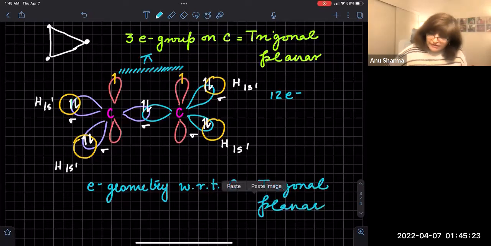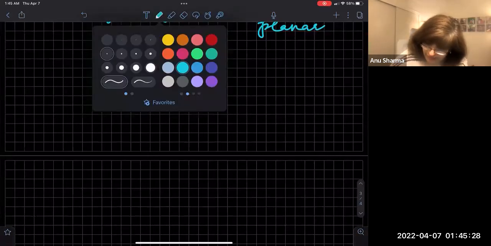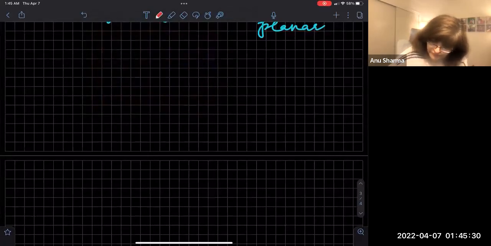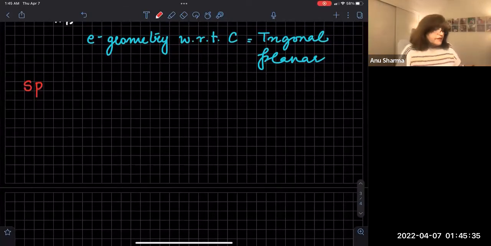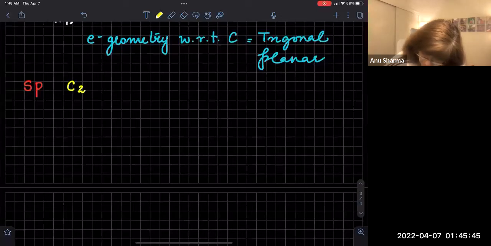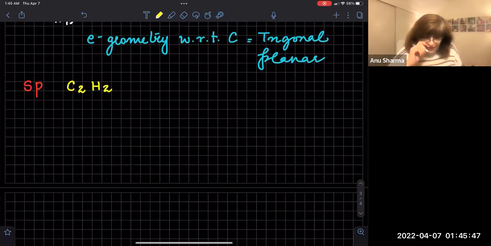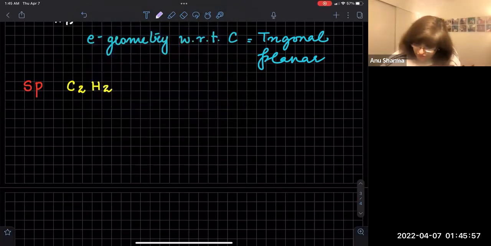Okay, now let's look at sp. Same story with sp. For sp, we are looking at C2H2. Here we have the same thing. In this case, I just want to show you the energy diagram. So here is the energy diagram.